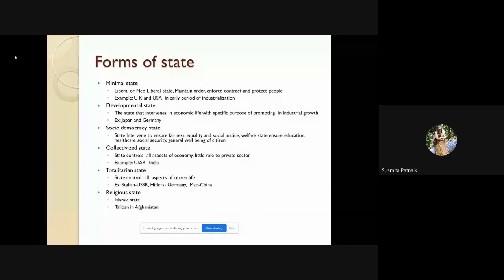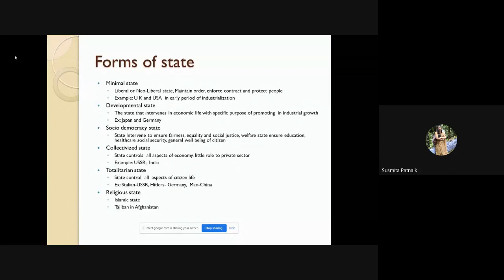We know that there is a quote that the state is a necessary evil. It means that on one hand the state is necessary, and on the other hand it is also an evil. Why is the state necessary? Because it maintains order, it enforces contracts, and it also protects the life, the property, and the rights of the people. Therefore the state is necessary.